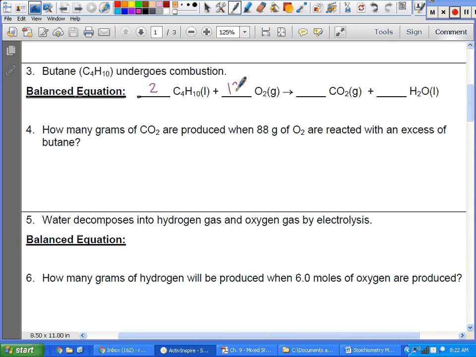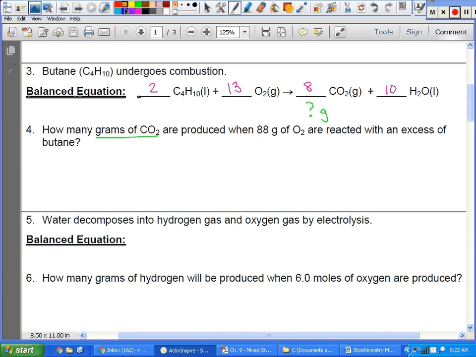All right. So, let's see what we got. How many grams? So this is a little bit different. How many grams of CO2? Do you agree that is the question? So, let's come over here and put a question mark. Grams of CO2 are produced when 88 grams of oxygen are reacted. Now, there are 2 other things I need to mention before we move on. It says 88 grams of oxygen, so we're going to start right here.